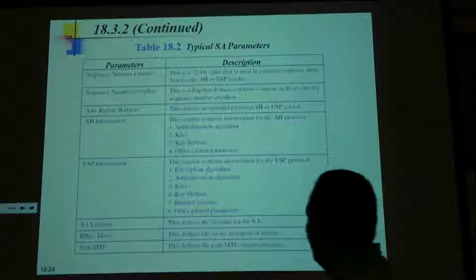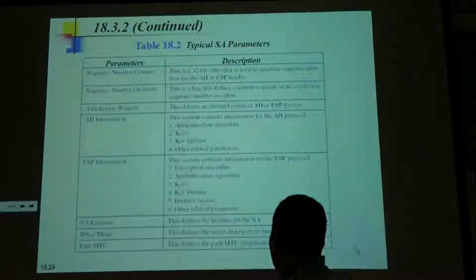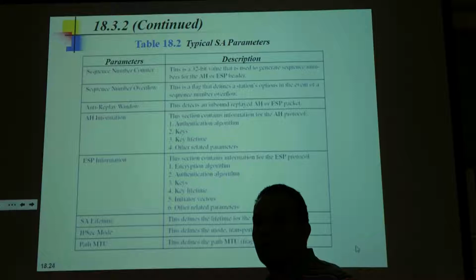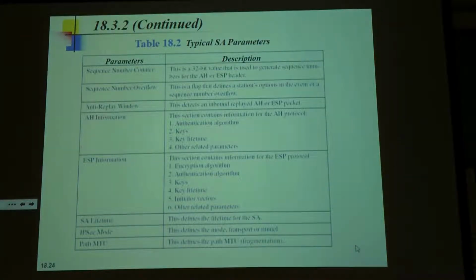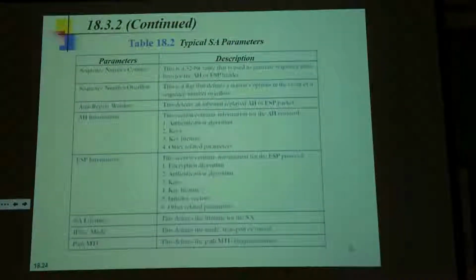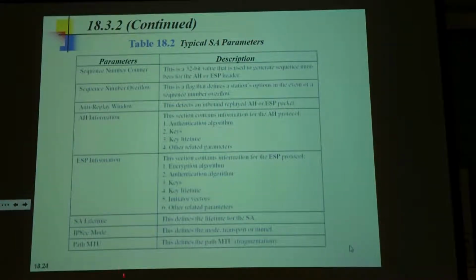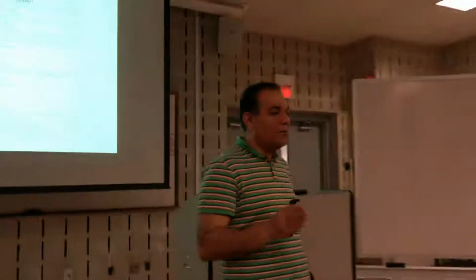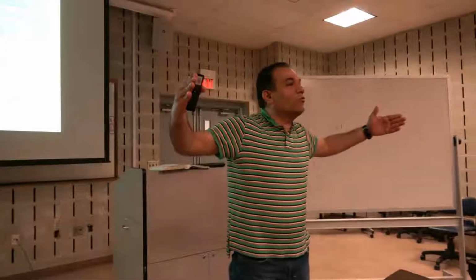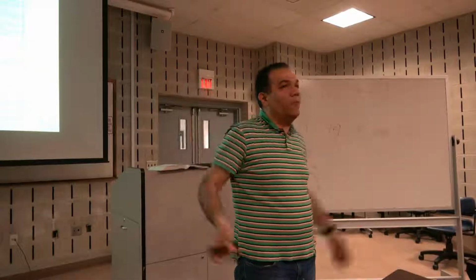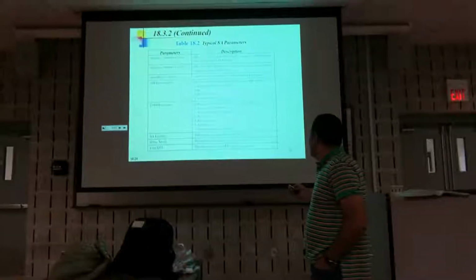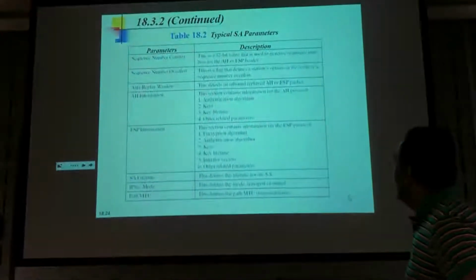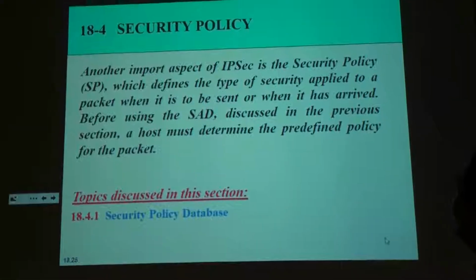For example, SA lifetime. This defines the lifetime for the security association. When you create a security association, it has a lifetime, right? It does not stay forever. It has to be renewed. Let's take a look at, for example, path MTU. MTU is a very common term, the maximum transfer unit. So the packet has a maximum size and cannot exceed it, right? This defines the path MTU, the fragmentation size. And then there are other parameters in here.